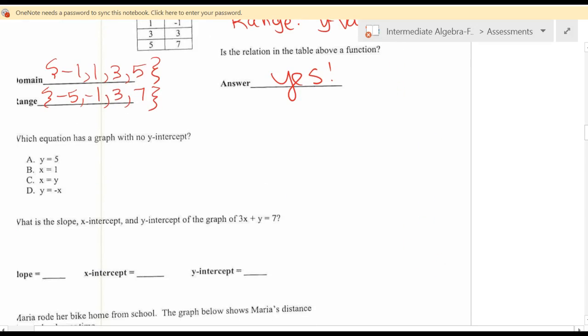The next question says, which equation has a graph with no y-intercept? So if we think about that, we want a graph that is never going to cross the y-axis. So it has to be something like this. It's never going to cross the y. So that looks like B, x equals 1.